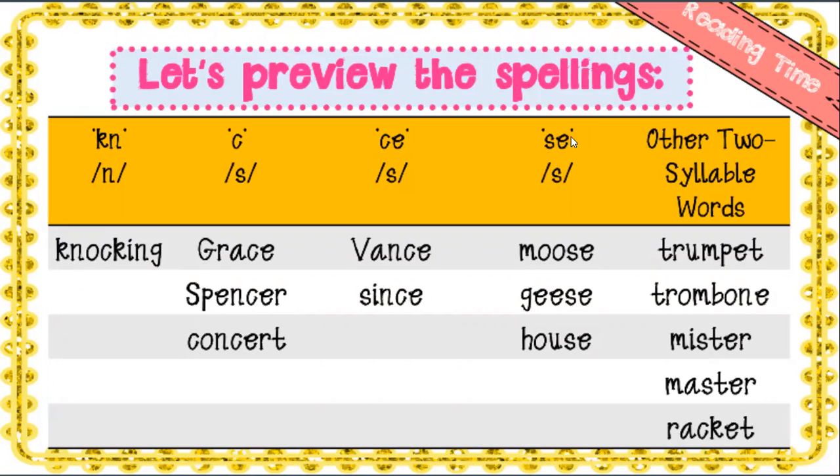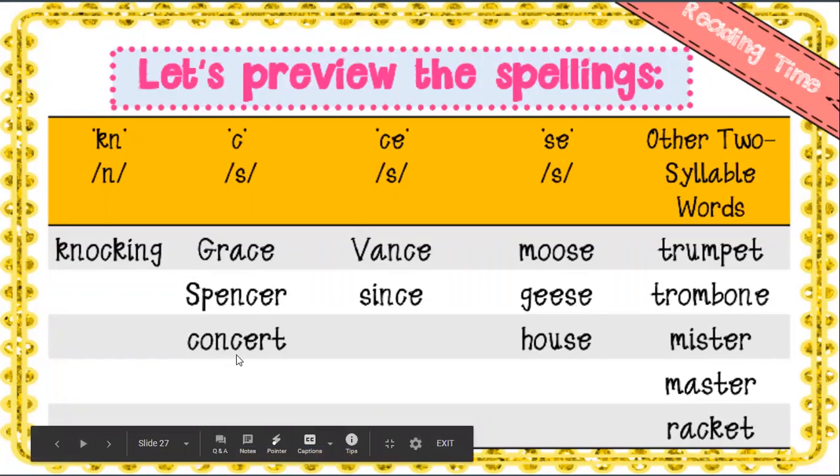Then we have 3 different ways of spelling the S sound. The S sound like snake. Snake. I hope you can hear that. When we make the S sound, it can be spelled with a C, a CE, or an SE. So right here, Grace, who all our stories are about, is spelled with a C. Spencer, Mr. Spencer, her father, is also spelled with a C.